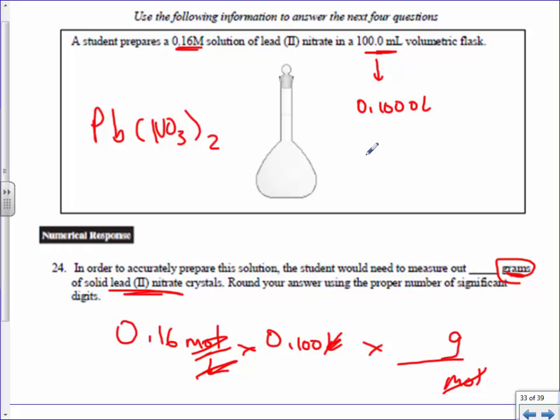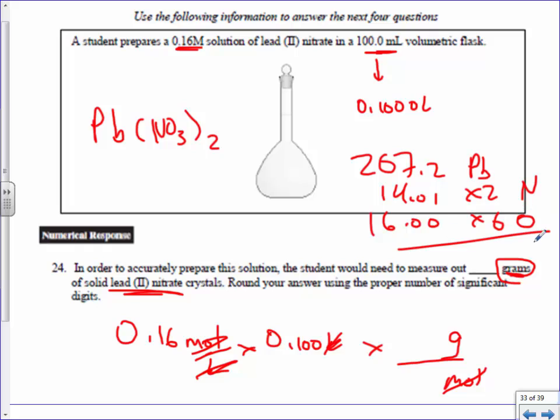So let's see. I believe lead is 207.2. Nitrogen is 14.01. We need 2 of those. And then oxygen is 16 on the dot, and we need 6 of those. What'd you get? 331.22. Anybody else get that? Sorry, was that? Yeah, okay. I just always like to confirm with kids in the class, because there's nothing worse than someone does a calculation, they make a mistake, and then we do all of our work, and it's the wrong number.